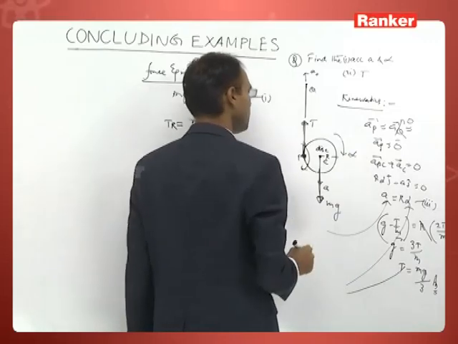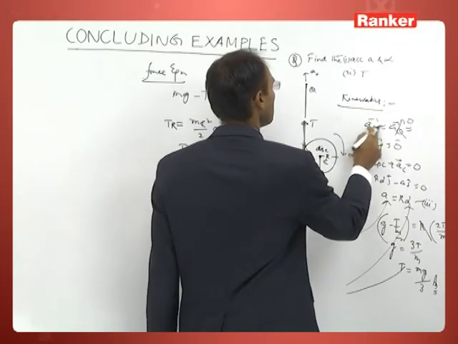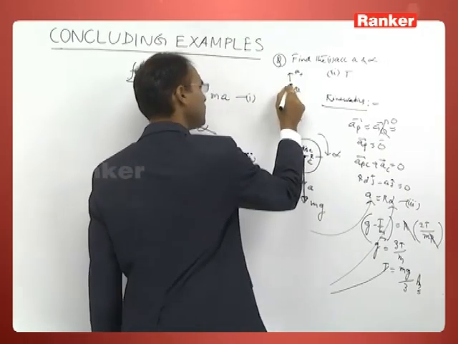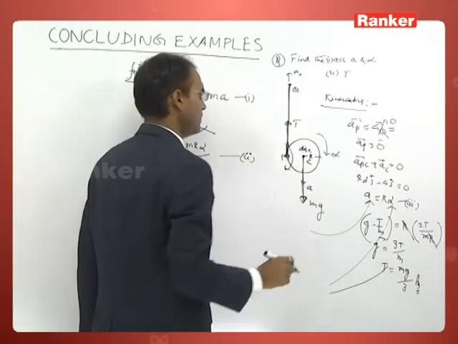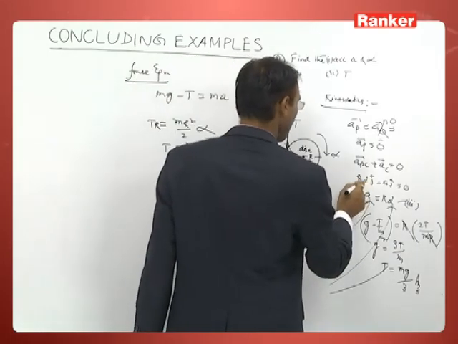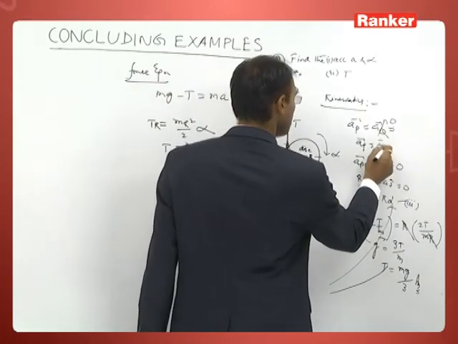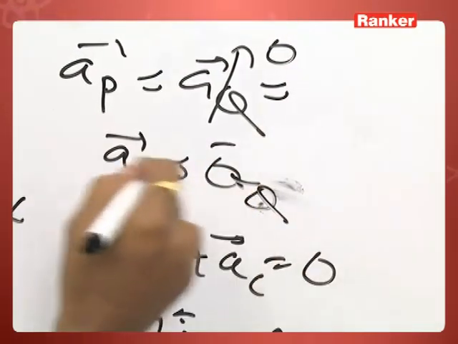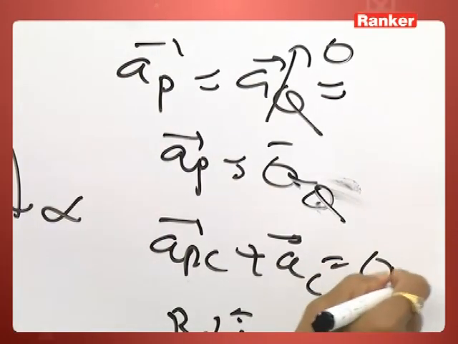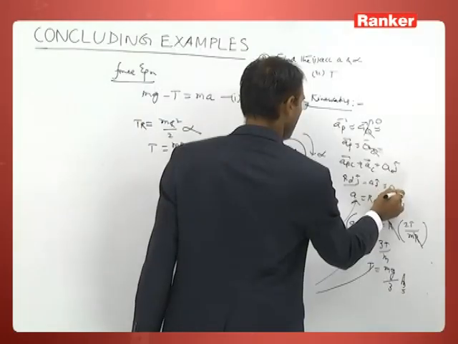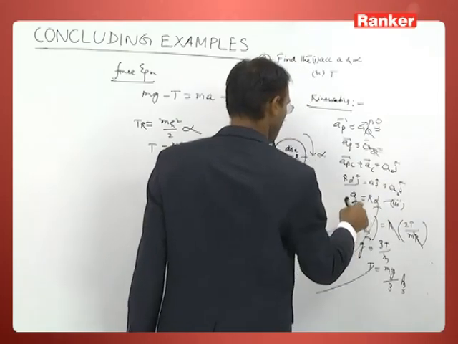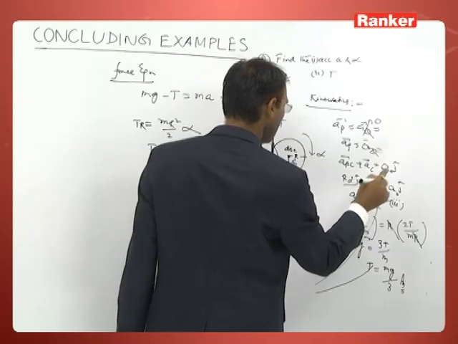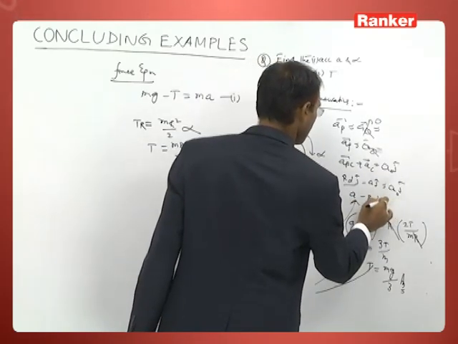In the kinematical equation, there is a change. AP will be equal to AQ, because since the string is inextensible, these 2 points will have the same acceleration. AP will be equal to R alpha j cap minus A j cap, and that's equal to AQ. Now AQ is now A naught j cap. So instead of A is equal to R alpha, it should be written A minus R alpha will be equal to A naught.